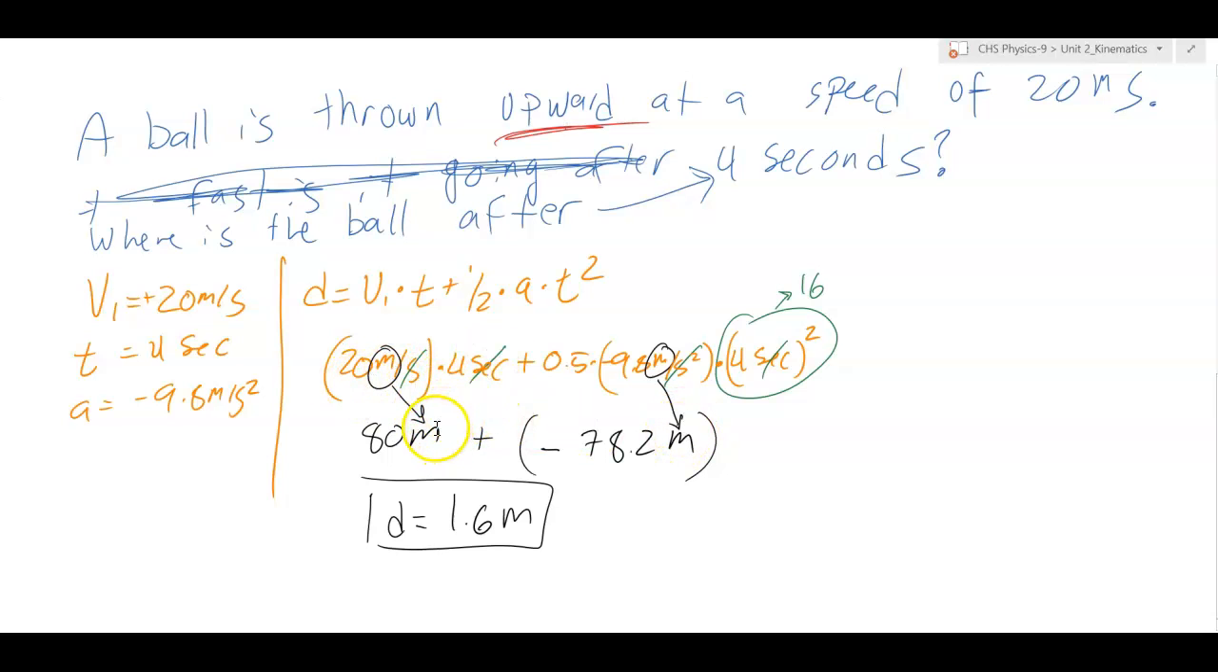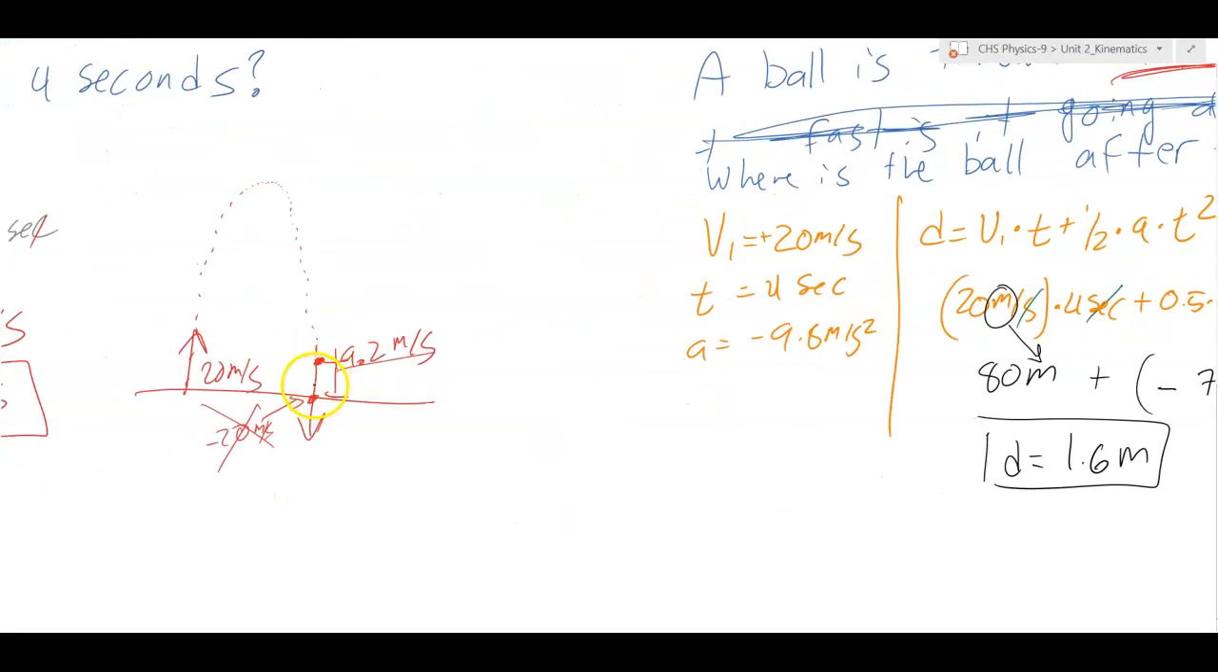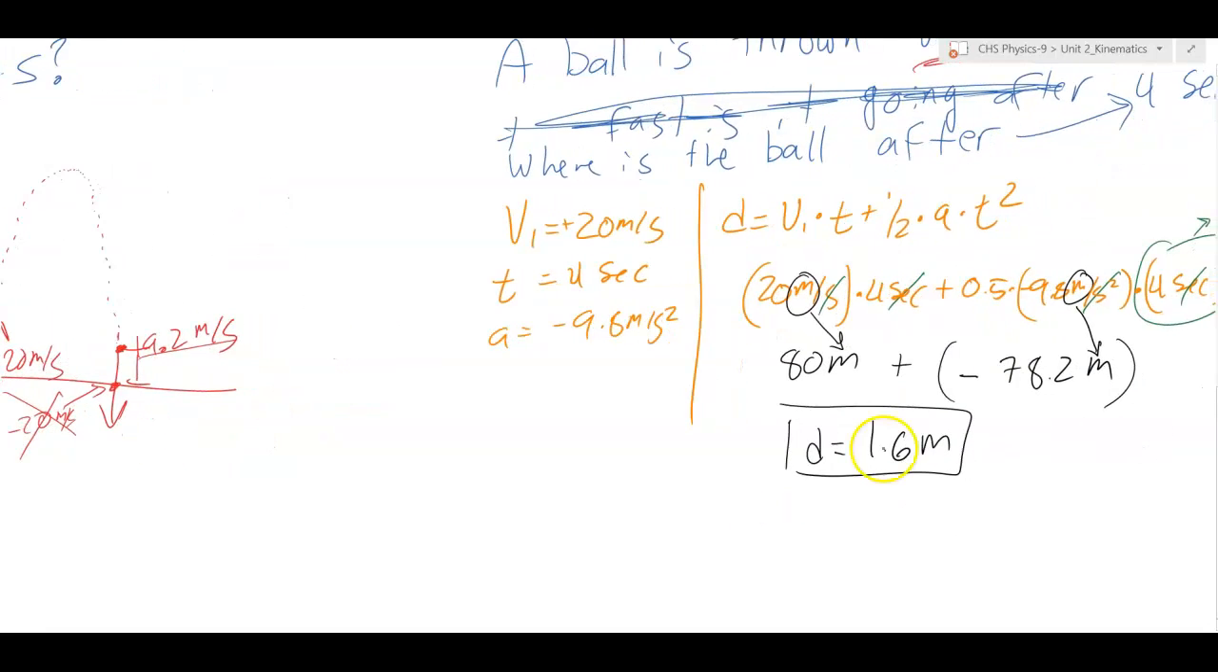And then 20 times 4 gave me 80. All this multiplied got me negative 78.2. So then I ended up adding a negative. So really I subtracted 80 minus 78.2 and I ended up with, hey, how about that? 1.6 meters, which is what we predicted. We'd be somewhere just above where we started from. So this just means that we ended up 1.6 meters above where we began.